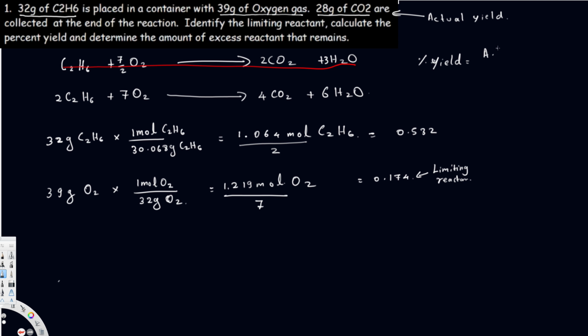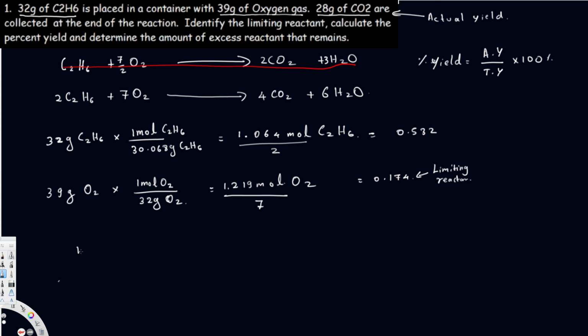To calculate the percentage yield, the percentage yield is equal to actual yield over theoretical yield multiplied by 100. We have the actual yield, but we have to find the theoretical yield. Let's see how we can find it. To find the theoretical yield, we always use the limiting reactant. First we find the mole, but here we already found the mole.